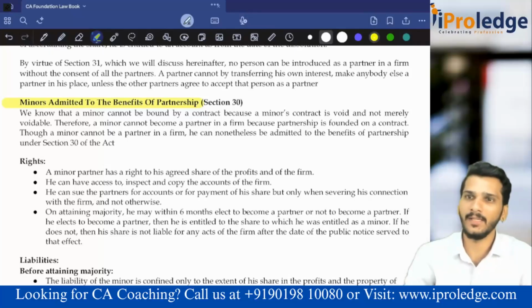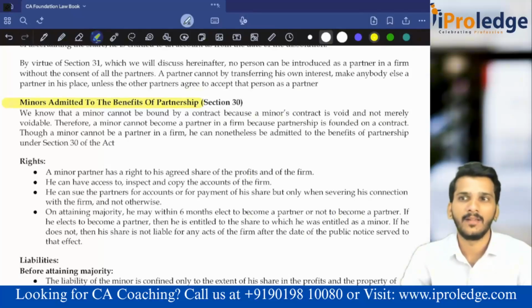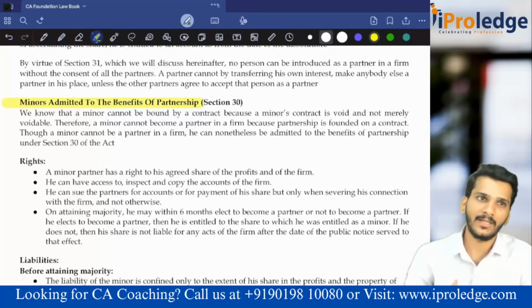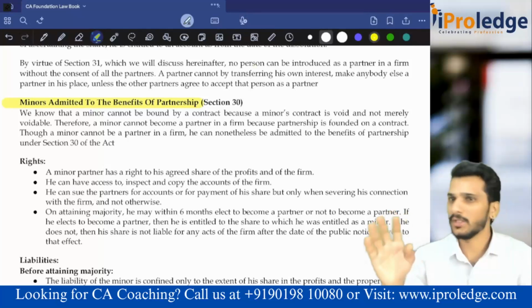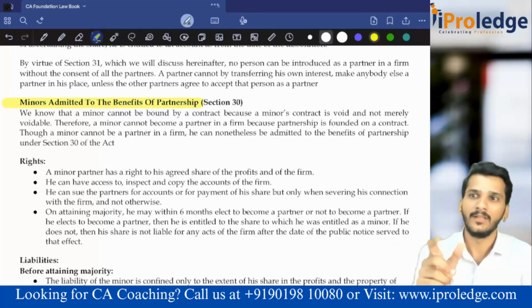The main concept here is whenever the minor is admitted for the benefit of the partnership firm, the moment he attains majority, he has two options. Either he can accept the partner's position, or he can reject that position and withdraw. For that purpose, he has a time period of 6 months.